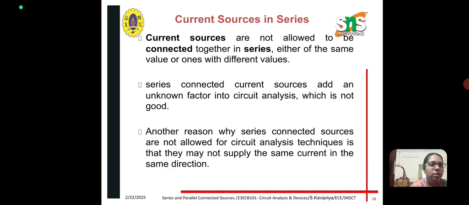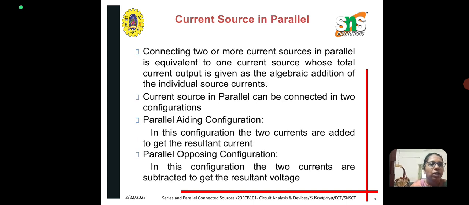And next we have seen the current sources in series, why the series connection of current sources is not allowed and the reasons behind it. And we have seen the current sources in parallel and how to connect them. There are two configurations involved: parallel aiding and parallel opposing.